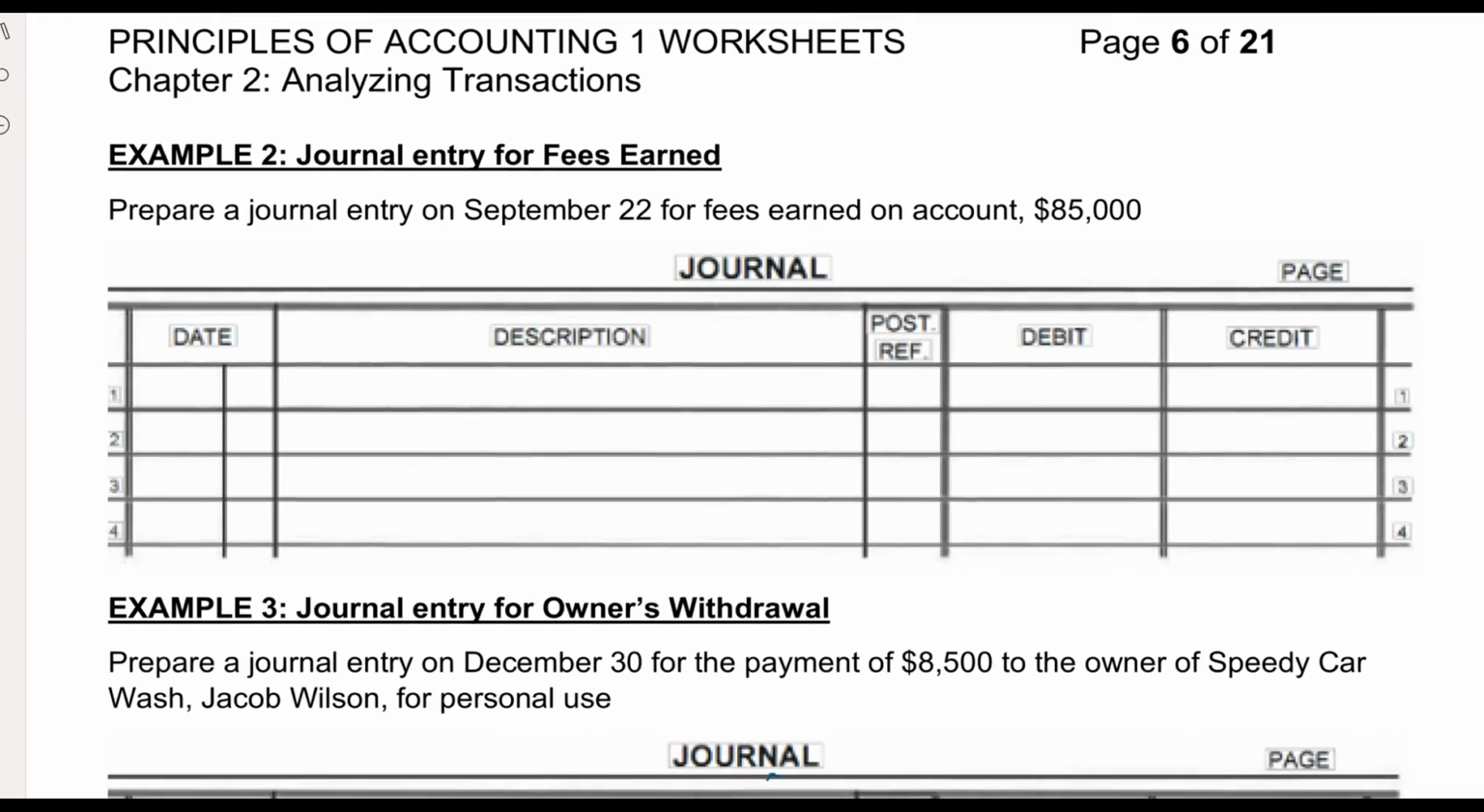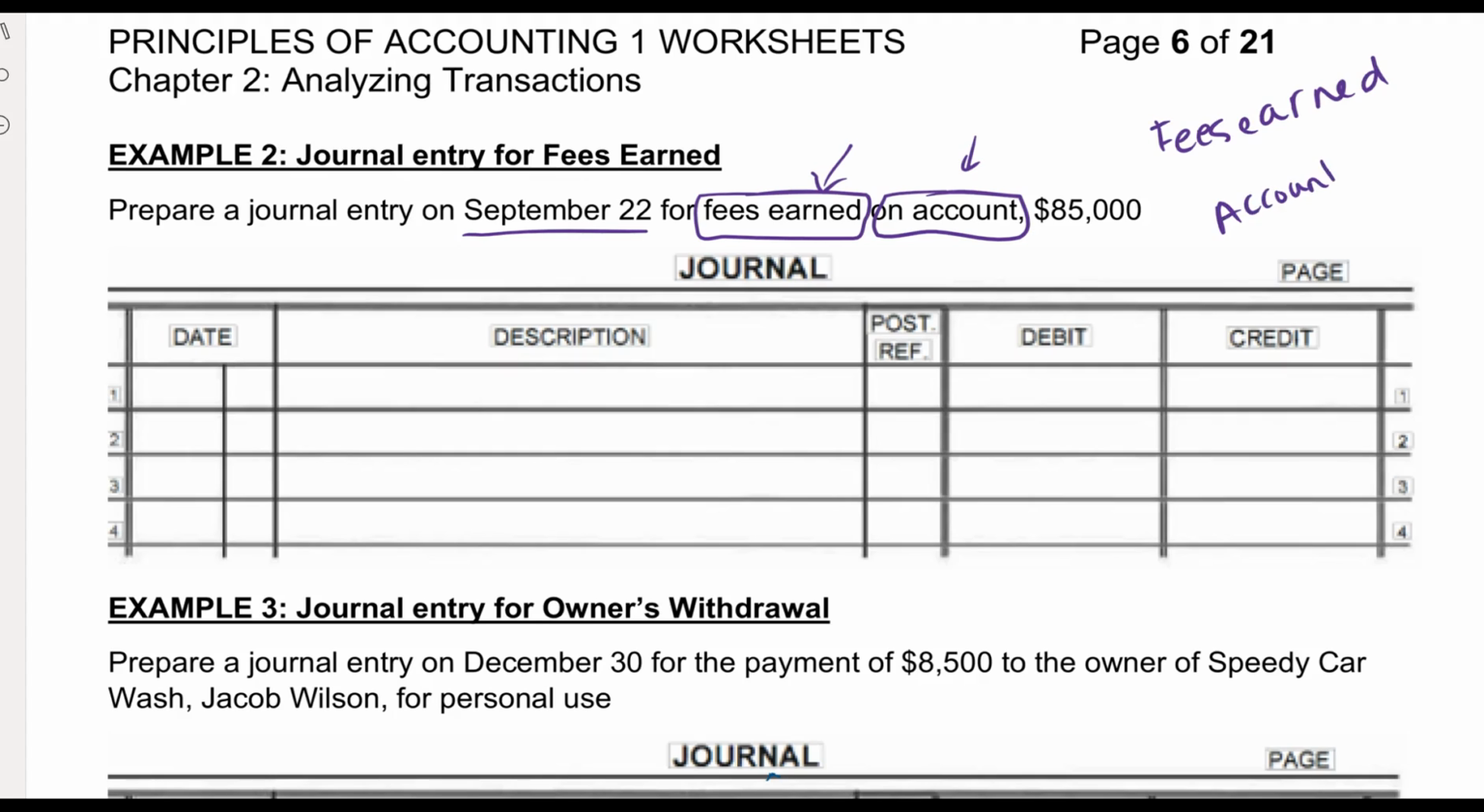The next entry we're looking at is a journal entry for fees earned. So we are to prepare a journal entry on September 22nd for fees earned on account. So fees earned is one of our accounts. On account tells us that it's either receivables or payables. Well, because we are earning fees, it will be accounts receivable.